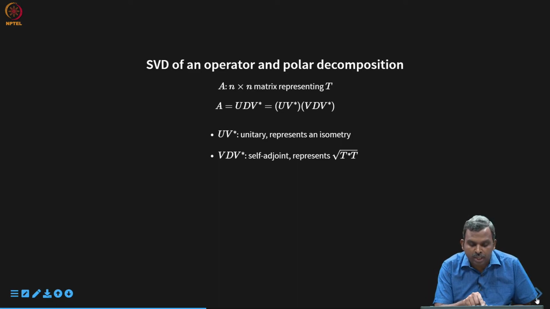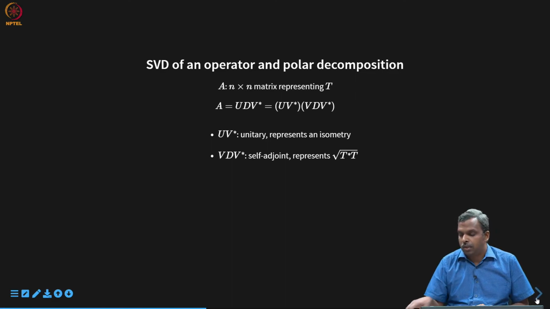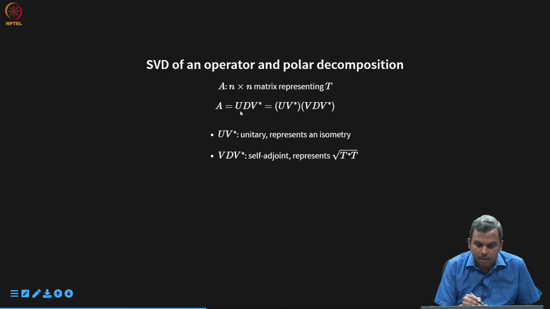So this is U, D. In between U and D we'll introduce this V star V, right? So that's what I've done here. You can see between U and D I've introduced V star V. V star V is I, right? It's not doing anything. But then I'll bracket them differently. I'll bracket the V D V star separately. I'll bracket the U V star separately.